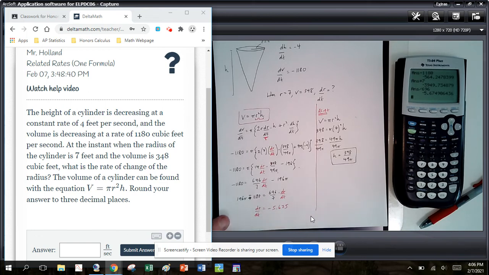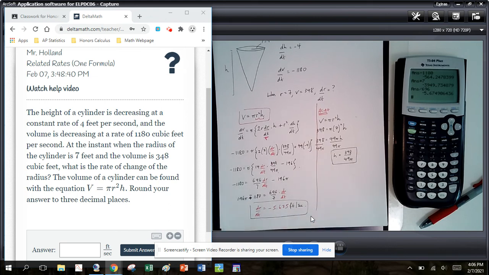So the radius is going to be in feet in this case. So it's going to be negative 5.675 feet every second. So basically the radius will be decreasing as well. And that makes sense because if the height and the volume are decreasing, then the radius must be doing so as well.